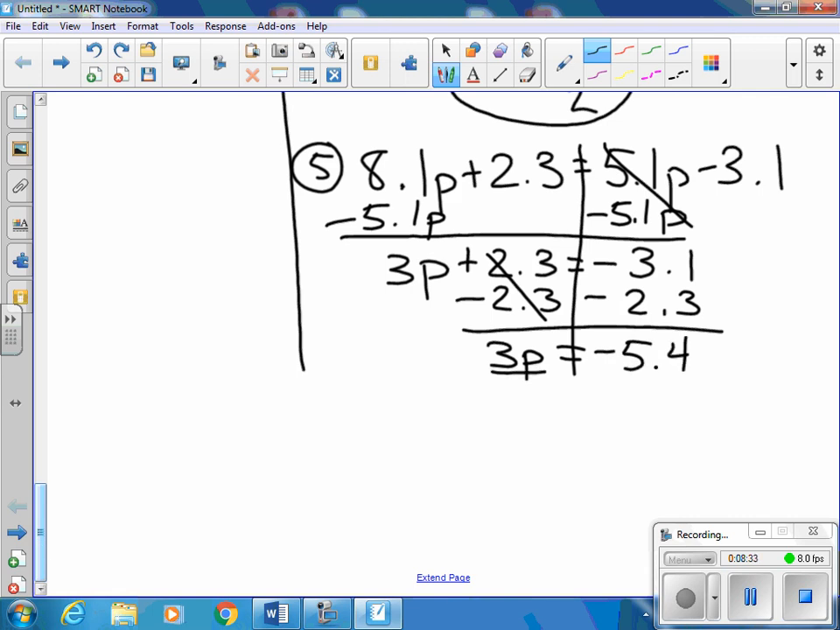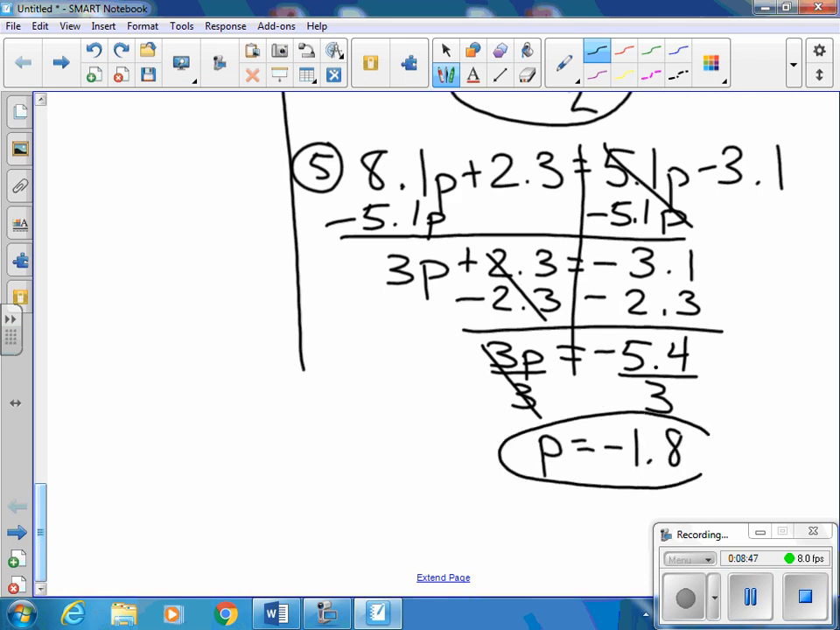Okay, and then I need to divide by 3 on both sides. You can't leave a decimal in a fraction, so you have to physically divide this problem. Negative 5.4 divided by 3 leaves you with p equals negative 1.8. You are allowed to have negative 1.8 because your original problem had decimals in it. So this is an example of when you're allowed to have that decimal, and number 4 is an example of when you aren't. Right? So let's make sure that we're learning those tricks along the way, and that way you're going to be successful at these.